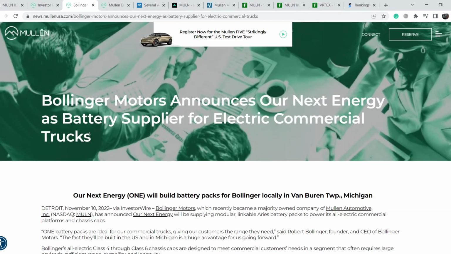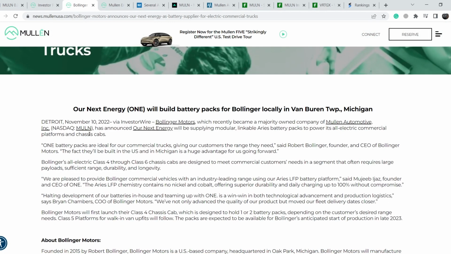Right here you can find that Bollinger Motors announces Our Next Energy as battery supplier for electric commercial trucks. And this is quite ordinary news because they don't have any plans about the number of these batteries, how many vehicles they will produce, what the specifications of these batteries are, and what the benefit will be for Mullen Automotive, because Mullen Automotive doesn't own 100% of Bollinger Motors.